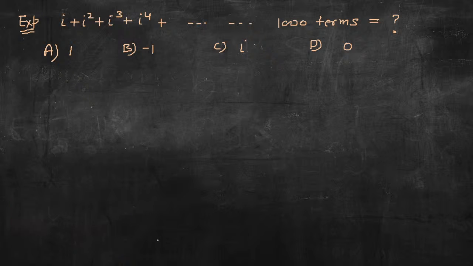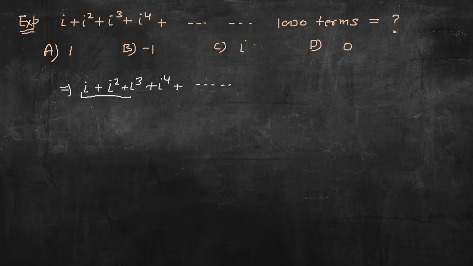Thomas has given answer 1. C. Eta means eta. Eta square means what? First is eta square, then is eta cube, and -1. Thomas has given answer C. And you have there are 1000 terms.